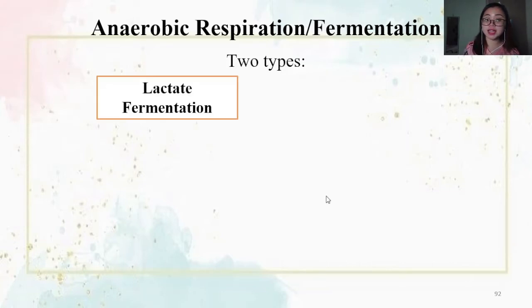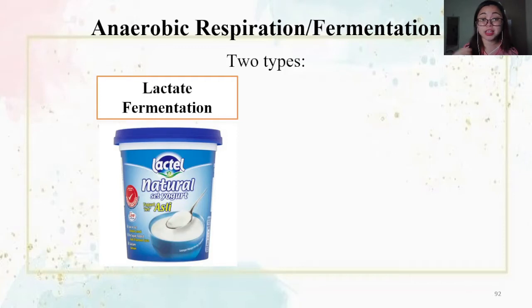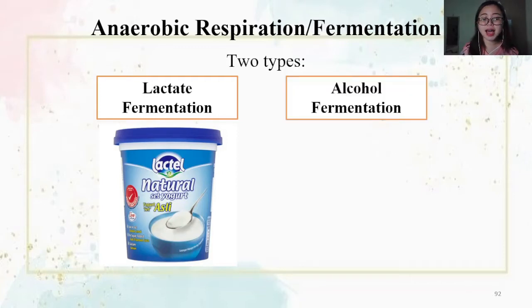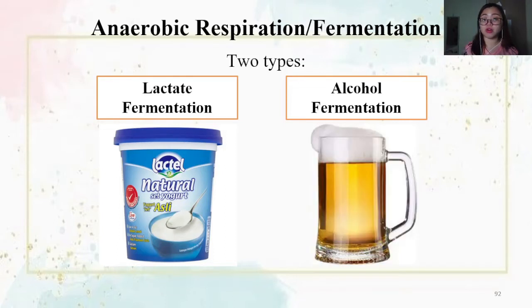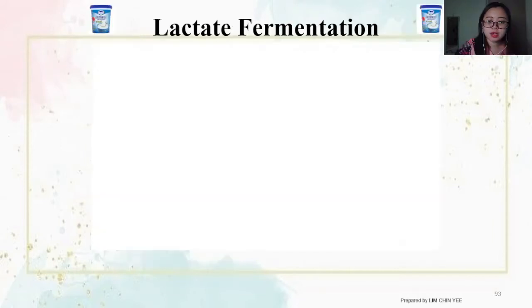And there are two types of fermentation. The first is a lactate fermentation. So this is the kind of fermentation that will produce things like yogurts. And there is alcohol fermentation, which will produce things like alcoholic beverages. So let's learn about each of these two types sebab prosesnya berbeza dan hasilnya juga berbeza. Let's dive in and learn more about lactate fermentation.